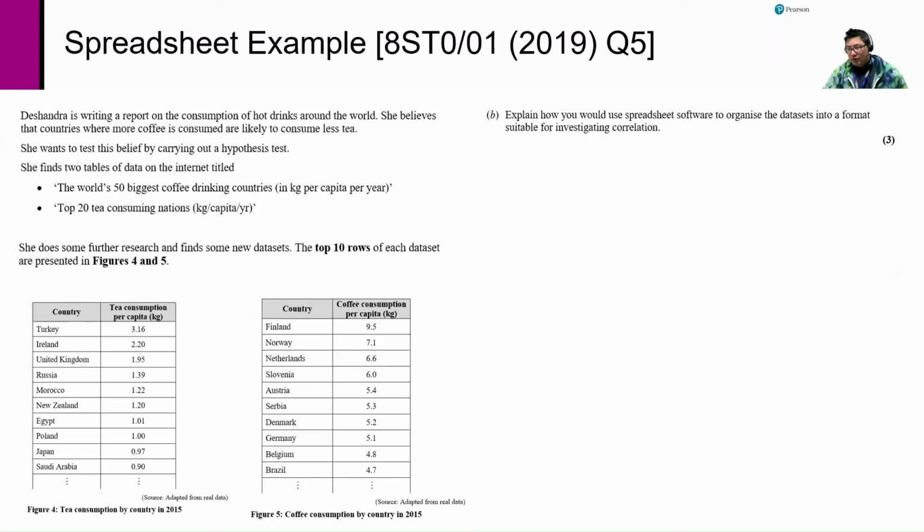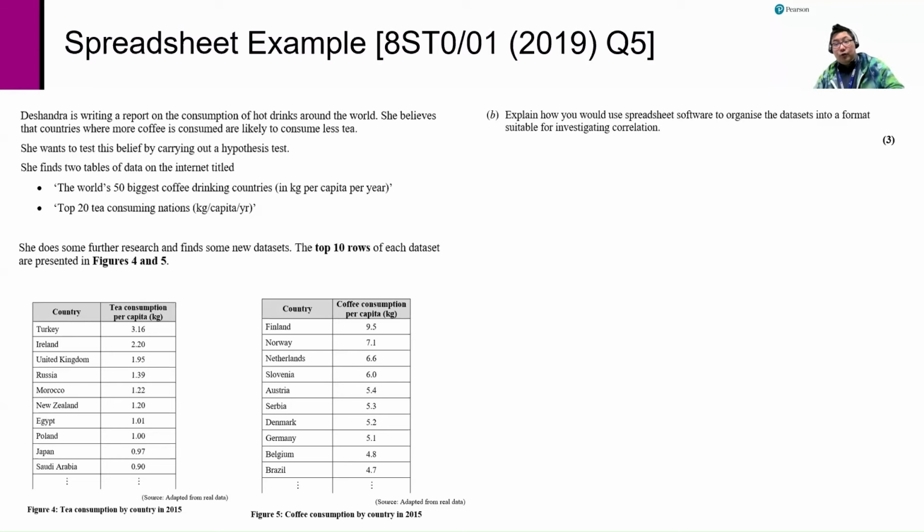This one is another one. So this question actually was found on the AS. Now, the AS in A-level statistics was discontinued back in 2020. I would highly advise people to have a look at those past papers, though, because there are still quite a lot of questions in there that are very, very useful to have a look at. And there was this question about coffee and tea drinking nations. And the spreadsheets question in that was, explain how you would use a spreadsheet software to organize your data sets into a format suitable for investigating correlation.